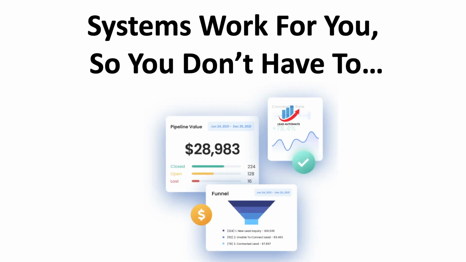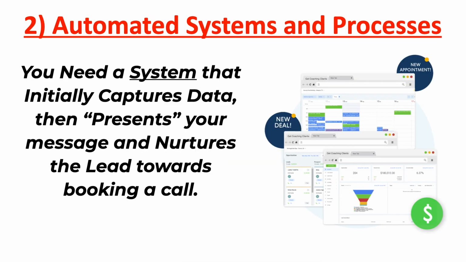So something else to write down is systems work for you so that you don't have to. Systems work. People tend to fail. So if you've got systems doing all of your heavy lifting for you, it means you can focus on what it is that you do best. So the second tip I want to share is all about having automated systems and processes. So you need a system that initially captures the data that comes through from the adverts and presents your message and nurtures the lead towards booking a call.